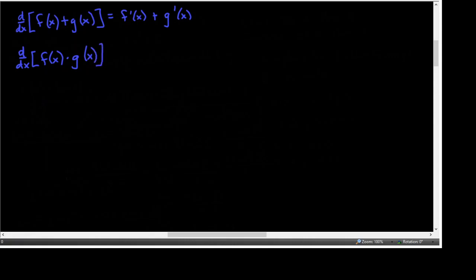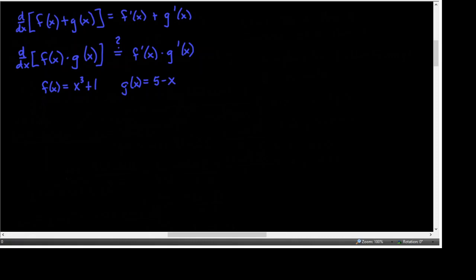Well, you might think, well, it's the product of their derivatives. That sounds like a good plan. Is that true? So to test the truth of that, let's do a simple example. Let's let f of x be x cubed plus 1. And let's let g of x equal 5 minus x.